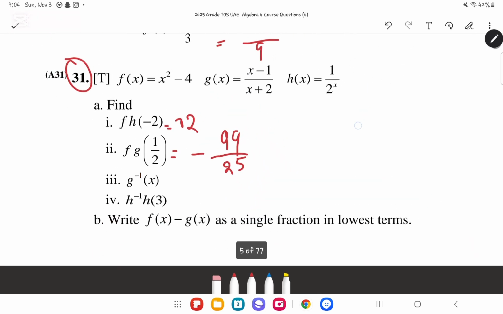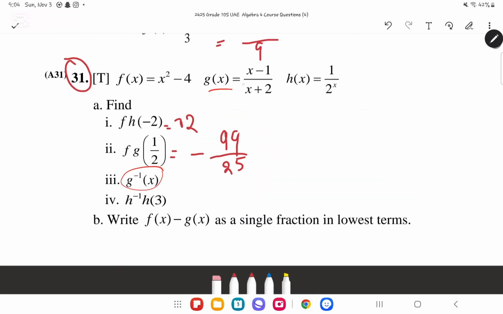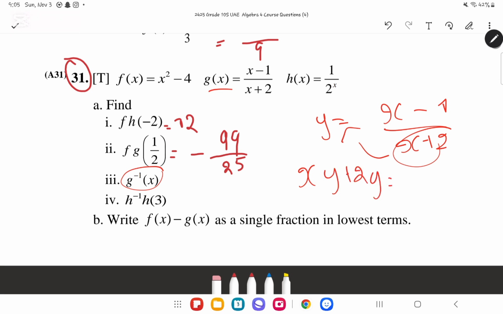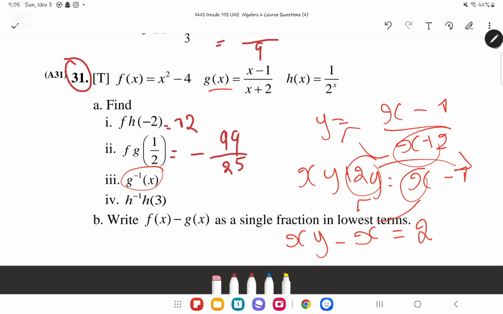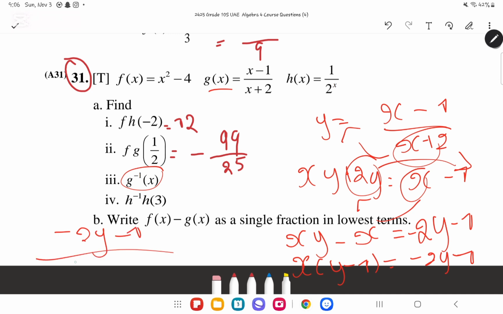Then we move to g inverse. They need g inverse. So we said we're going to change g(x) into y equal to (x minus 1) over (x plus 2). Multiply by the denominator, you're going to get xy plus 2y is equal to x minus 1. Factor out the x, so you bring all the x terms together, and all the terms without x, you move to one side. So it becomes xy minus x is equal to minus 2y minus 1, and then you factor out the common, you get x(y minus 1) is equal to minus 2y minus 1. Then you divide: minus 2y minus 1 over y minus 1.